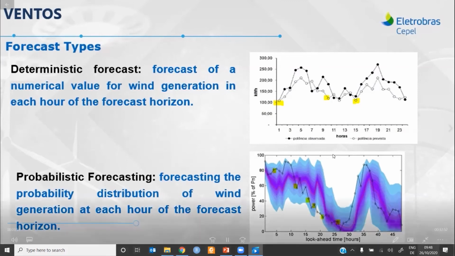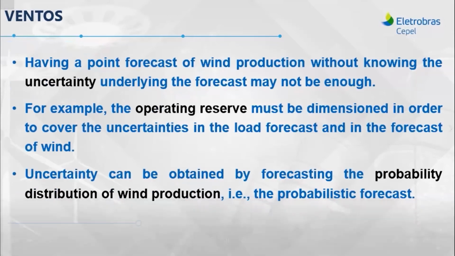And why is this important to us? Well, for example, the operation reserve must be dimensioned in order to cover the uncertainties in the load forecast and in the forecast of the power generation. Also, uncertainty can be obtained by forecasting the probability distribution of wind power production. That's why we estimate a probability forecast.